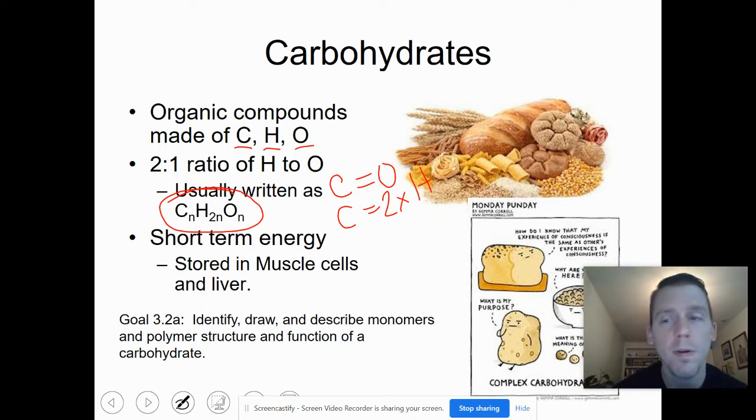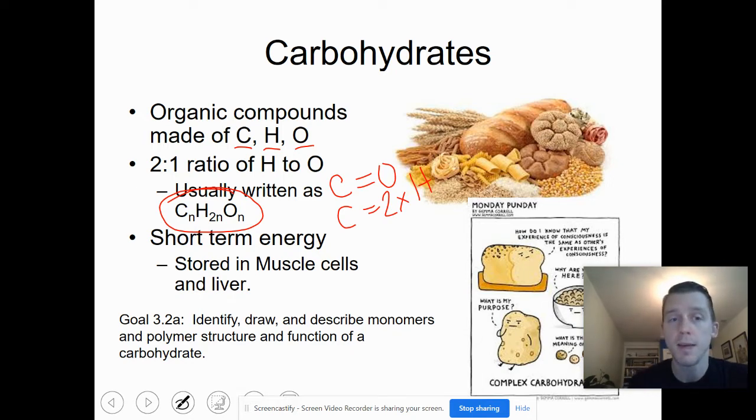So for example, if we have a carbohydrate with 3 carbons, the formula would be C3H6O3. So what would it be if we had a carbohydrate made of 4 carbons? Well, in that case, we could expect it to be C4H8O4.